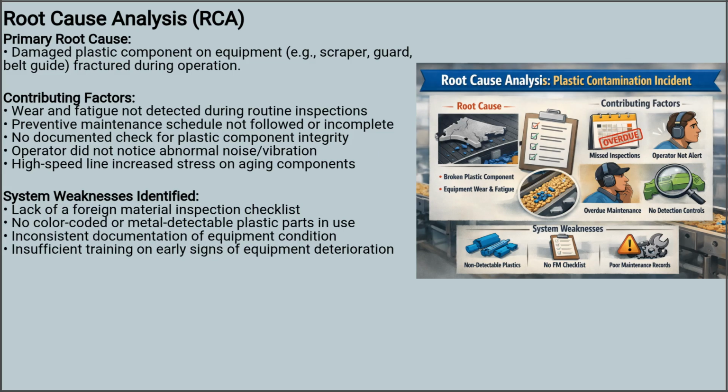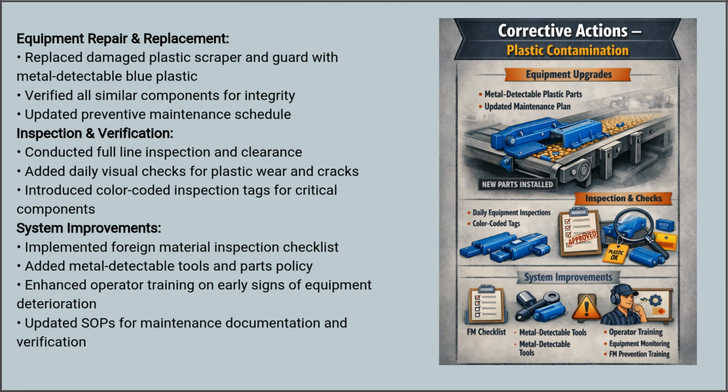The facility also identified system weaknesses, such as not using metal detectable or color-coded plastics, and inconsistent documentation of equipment condition. This incident highlights the importance of strong maintenance programs, thorough inspections, and early detection of equipment deterioration. Now that we've identified the root cause of the plastic contamination, let's review the corrective actions taken.